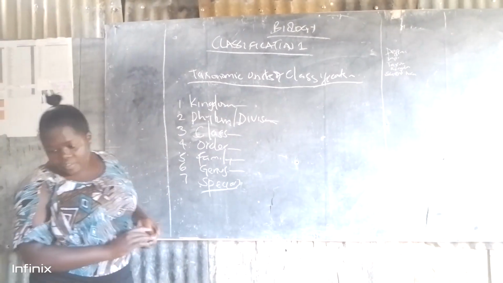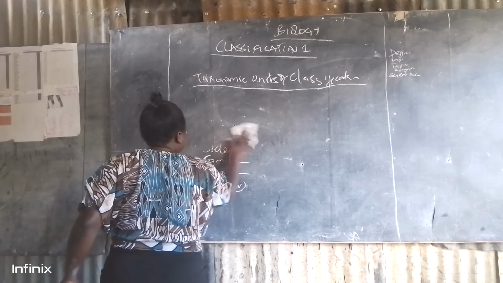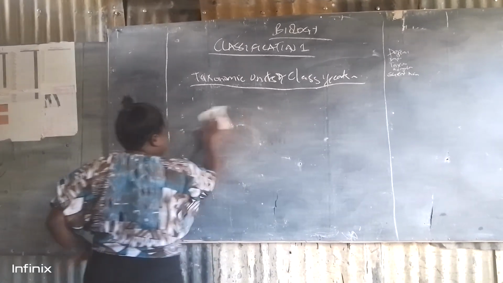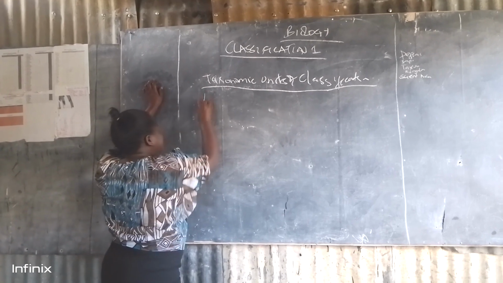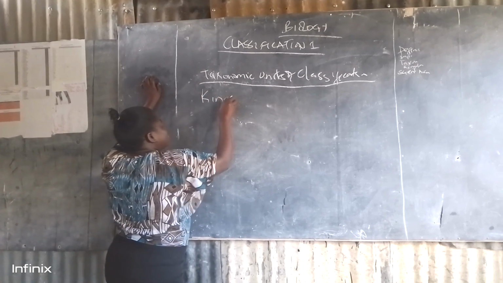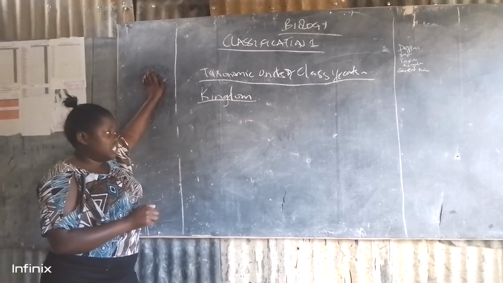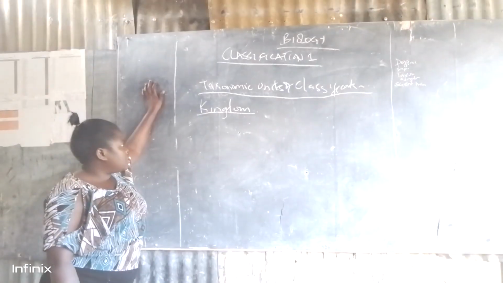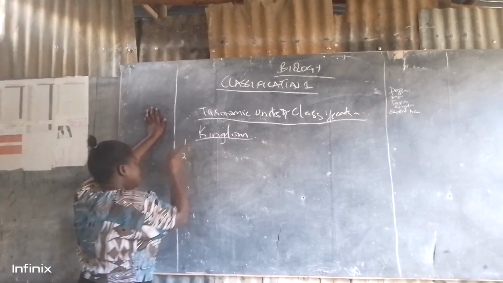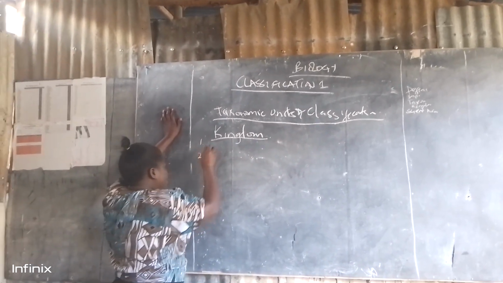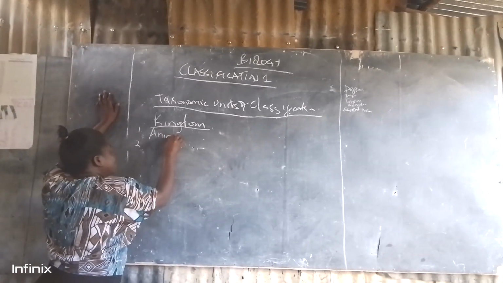After that, we're going to learn about something after the taxonomic units of classification. Number 1, we said, is kingdom. We want to know something about kingdom, as it is the largest unit of classification. Kingdom is divided into five groups.